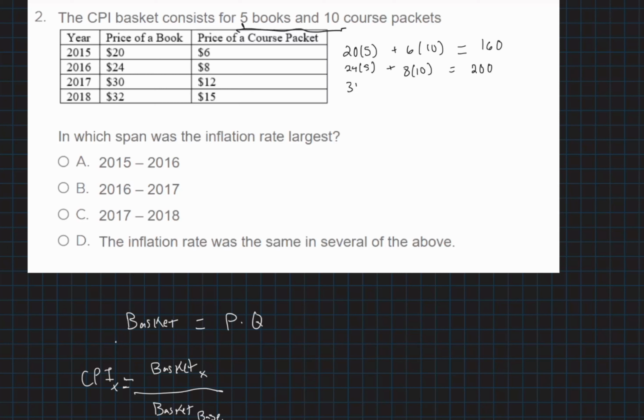Then we do 30 times 5, that's 150, plus 120 is 270. And finally, we have 32 times 5 plus 15 times 10. So that's 150, and then 32 times 5 is equal to 160. So that would be 310.